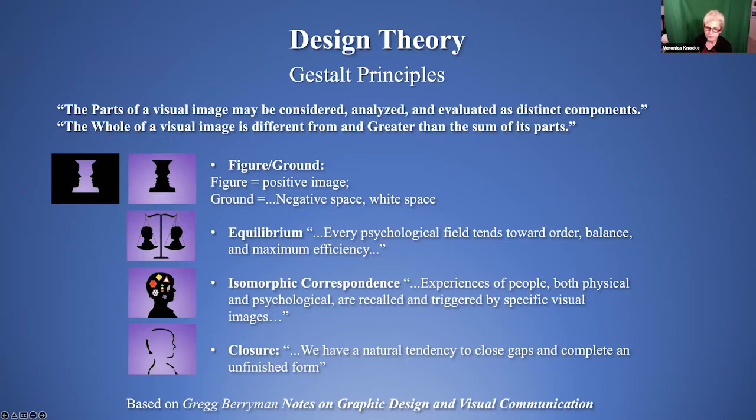Equilibrium. Every psychological field tends towards order, balance, and maximum efficiency. So we like things to be balanced and even. We like structure. Isomorphic correspondence. The experiences of people, both physical and psychological, are recalled and triggered by specific visual images. So if something's happened to you that was traumatic while you were looking at a particular thing, then you will have an isomorphic correspondence. There's been lots of really wacky plays about that.